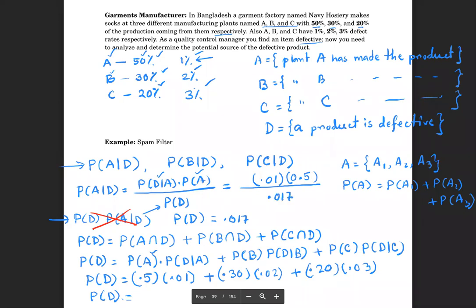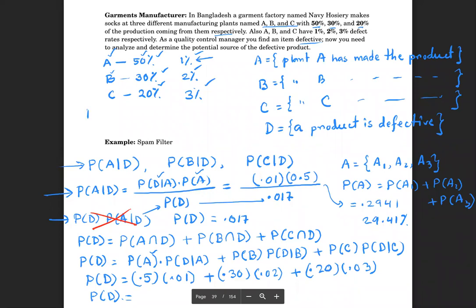Now, if you do the math, 0.01 times 0.5 divided by 0.017 gives you 0.2941. So there is a 29.41% chance that plant A has made it. Now, similarly, you do the other calculations, okay?